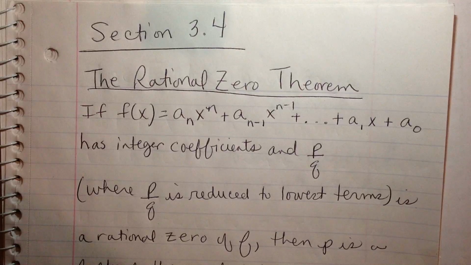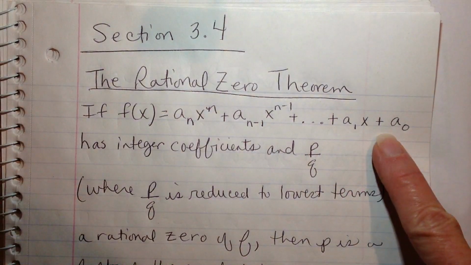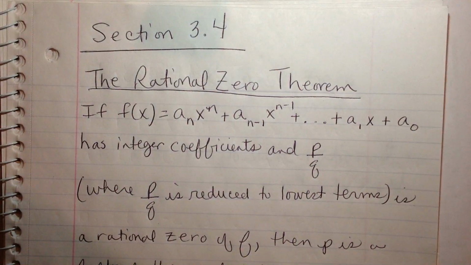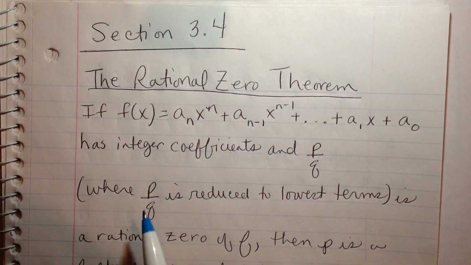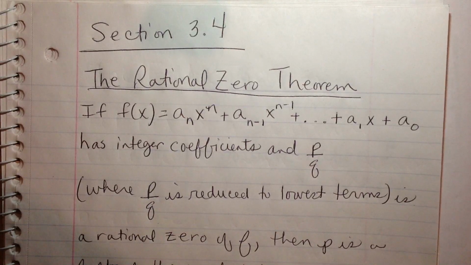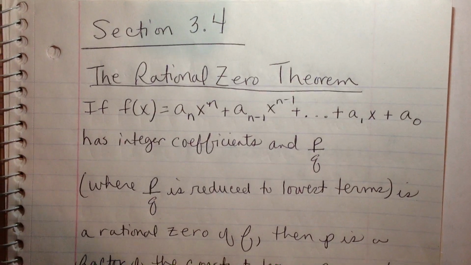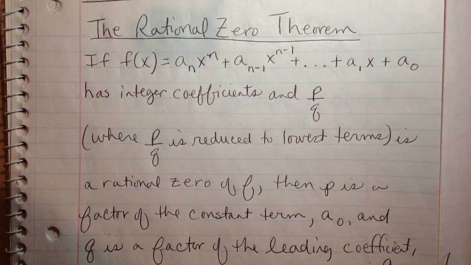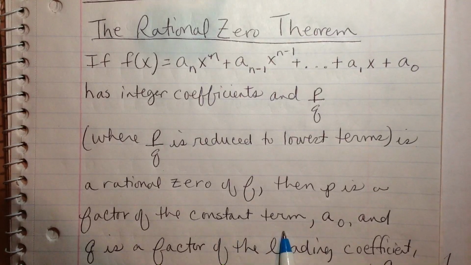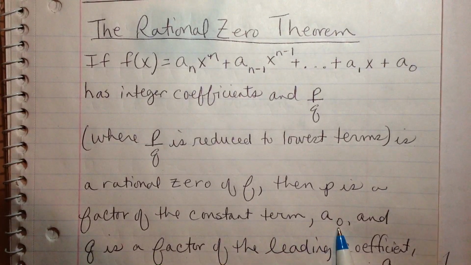If f of x is equal to a sub n x to the nth, plus a sub n minus 1 x to the n minus 1 power, plus all the way down to a sub 1 x plus a sub 0, has integer coefficients, and p divided by q, where p divided by q is reduced to lowest terms, is a rational zero of f, then p is a factor of the constant term a sub 0.